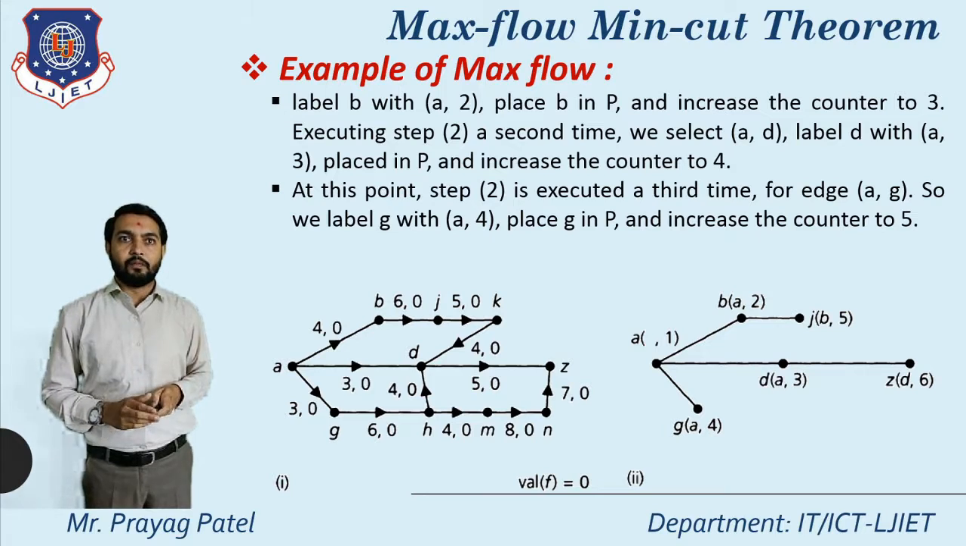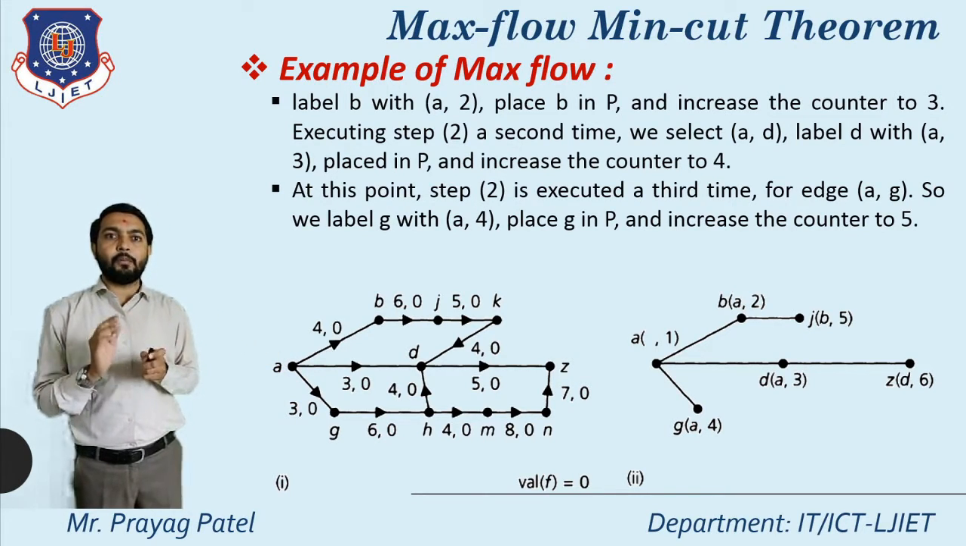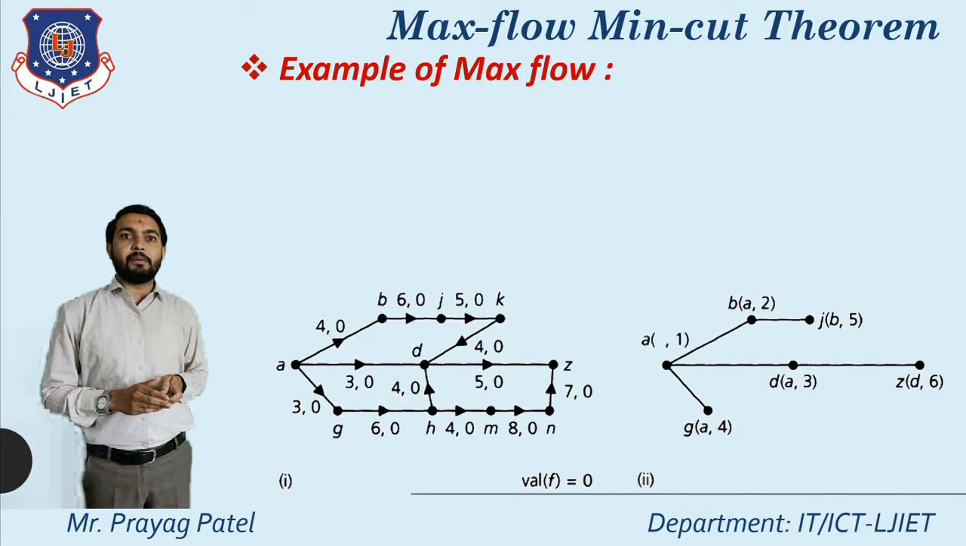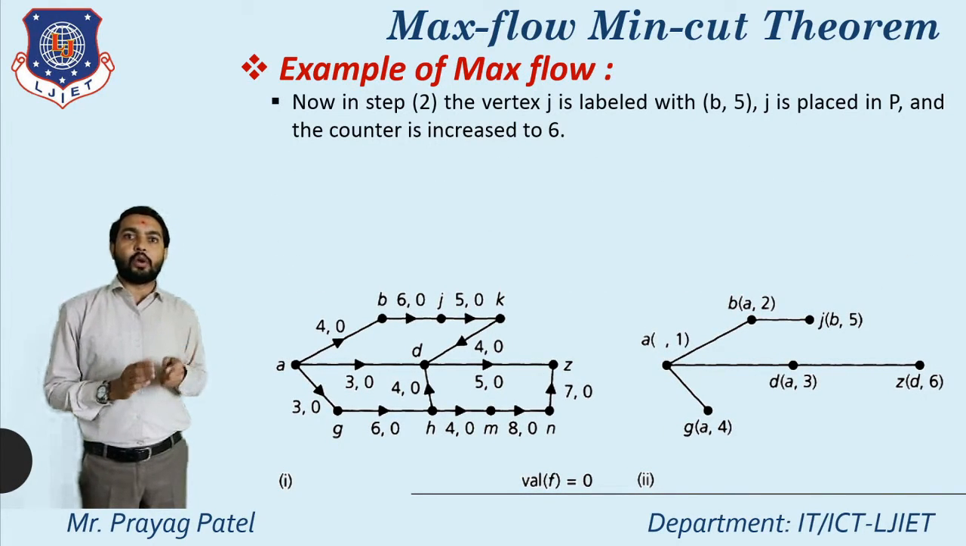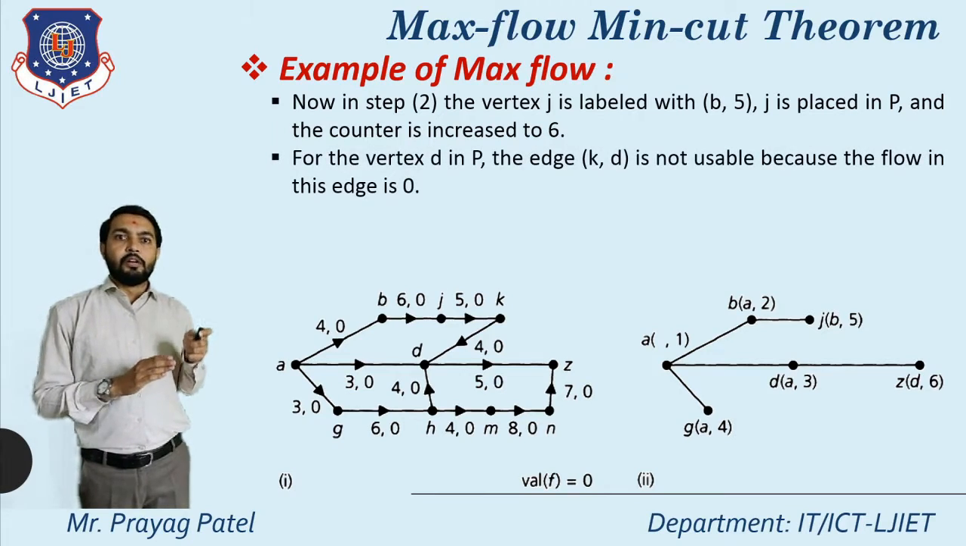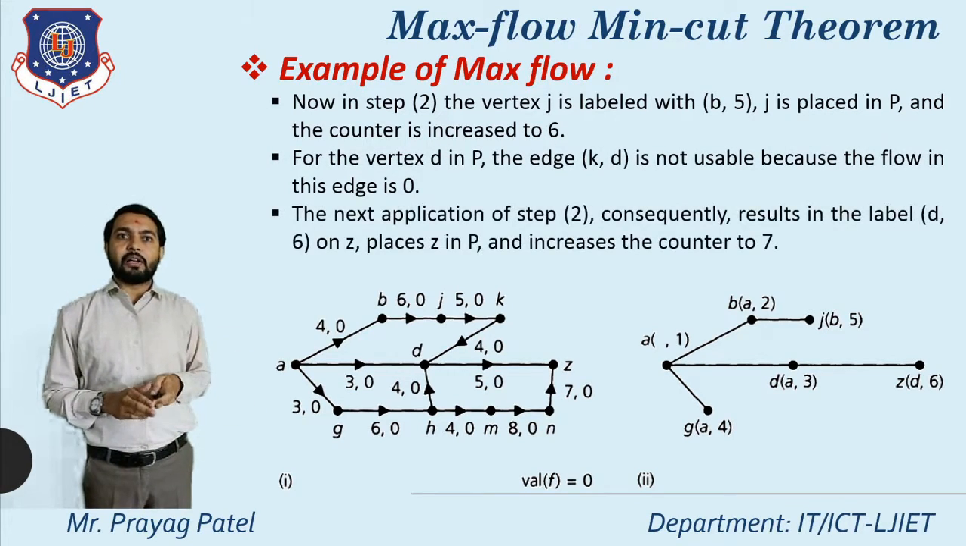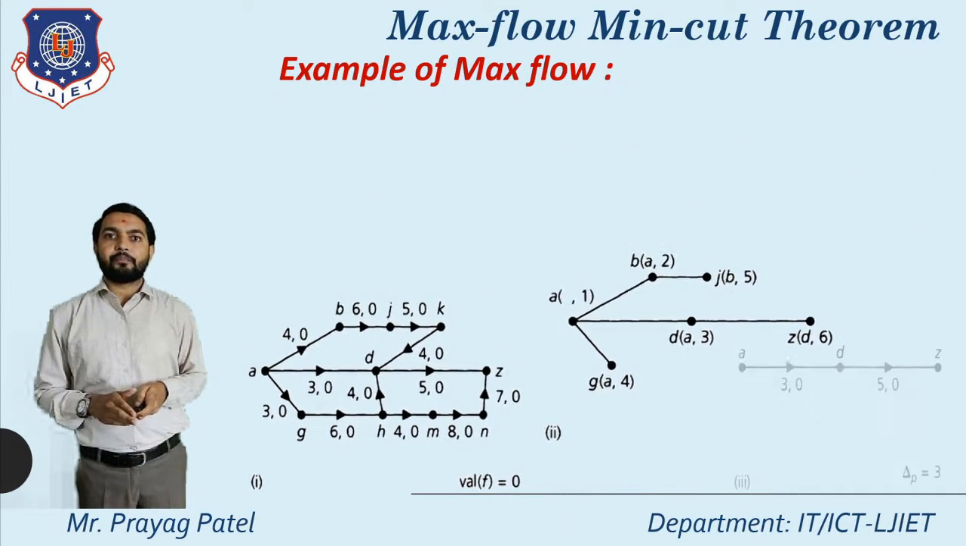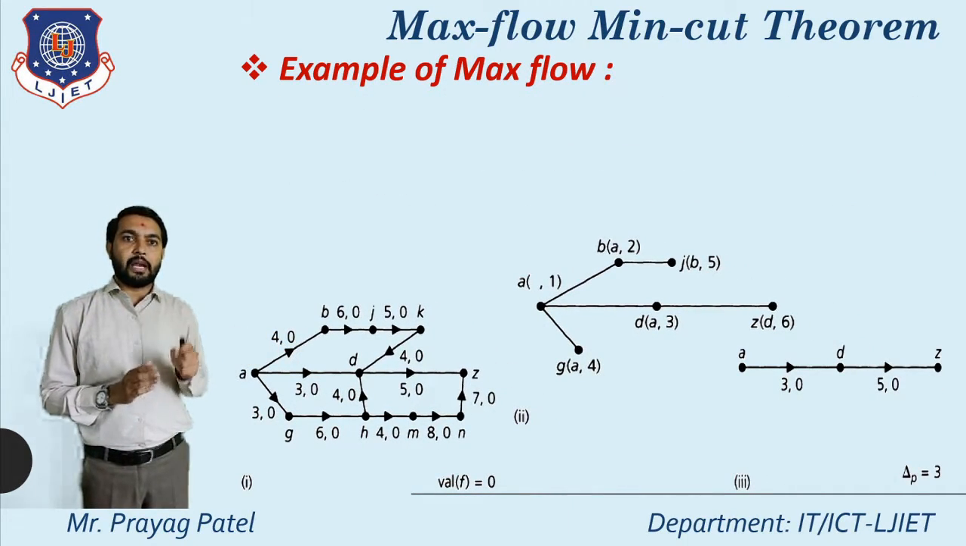So what is the path? Check here what the path is from A to Z or Z to A. Using backtracking, we find the path is like this: Z to D, then D to A. Or in reverse we can consider it as A to D, D to Z. So this is the path from A to D, D to Z.